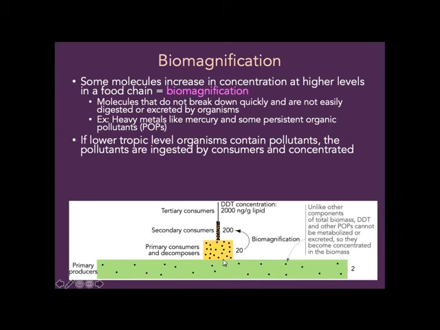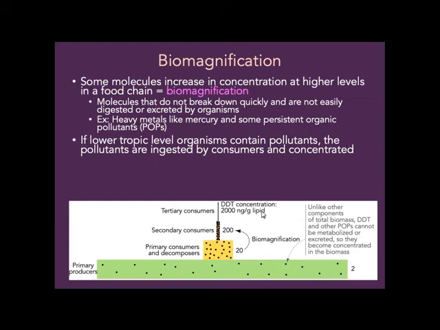And then maybe a bird will come eat this grasshopper, and the bird won't eat just one grasshopper, the bird will eat 10 grasshoppers, right? So then the bird accumulates 200 nanograms per gram lipid of DDT, and then a tertiary consumer eats 10 birds that have done the same thing, and so then he ends up with a concentration of 2,000 nanograms per gram lipid of DDT.